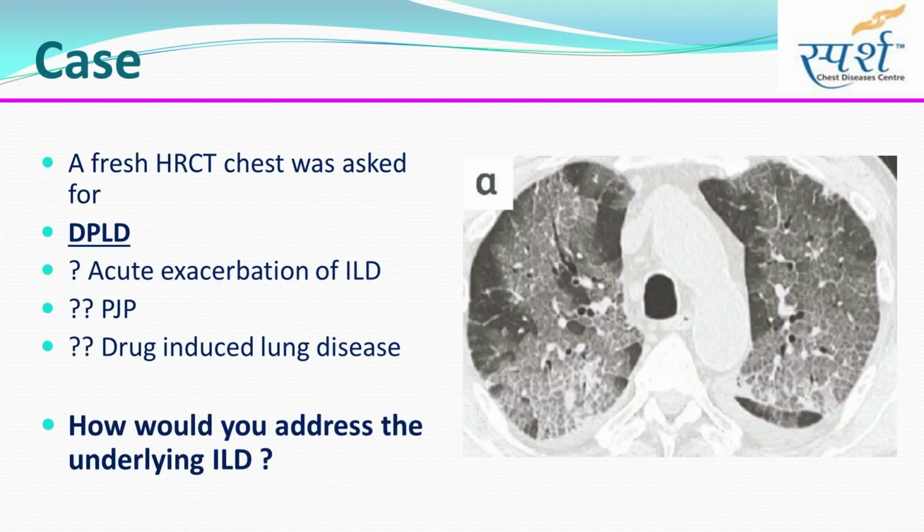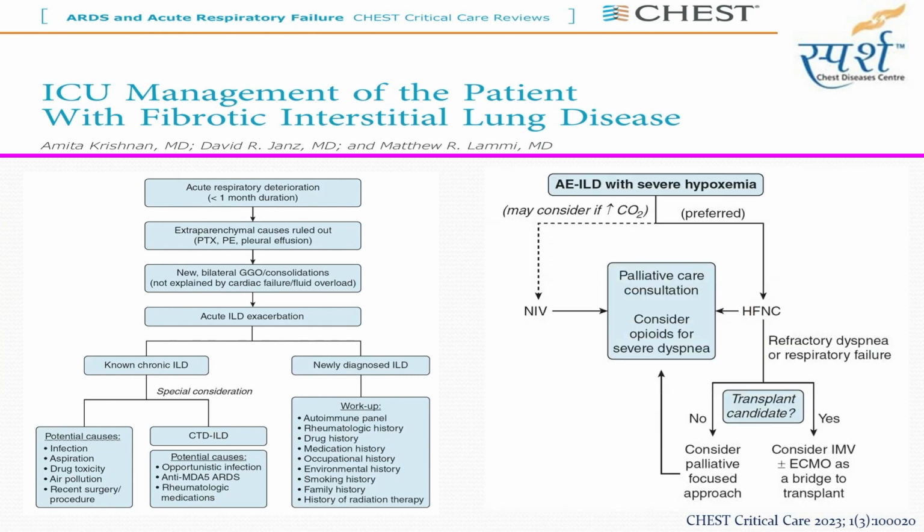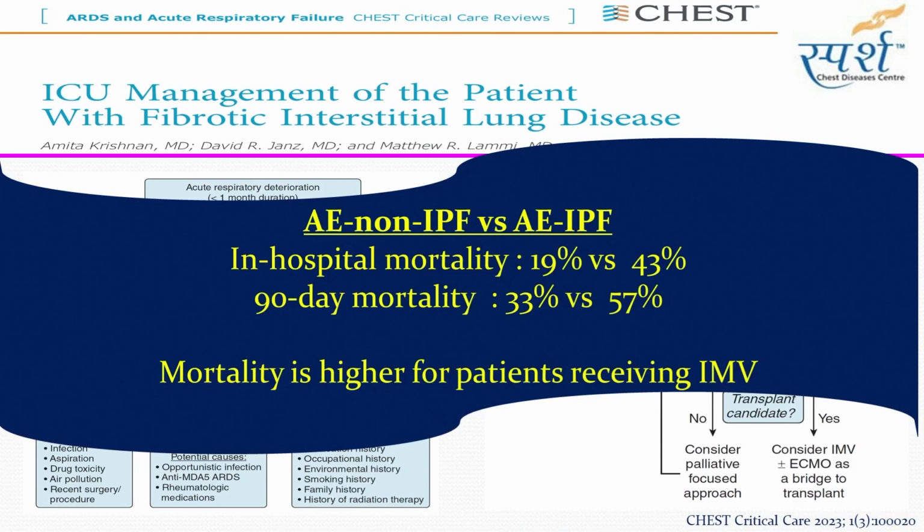We repeated a CT at this juncture, and the differential was, did he have an acute exacerbation of ILD? Remember, the pneumonia now could have triggered an acute exacerbation. So any data on fibrotic ILDs and acute exacerbation? Again, a lot of data, but what it shows is that if a patient with fibrotic ILD worsens, the incidence of mortality is extremely high. We are talking about fibrotic ILD, not inflammatory ILDs. And if they require mechanical ventilation, the mortality is still higher.